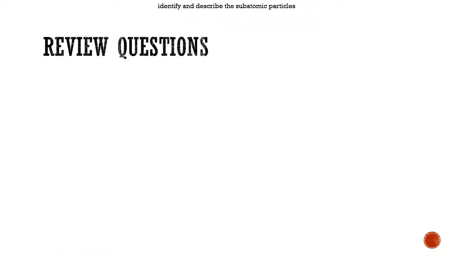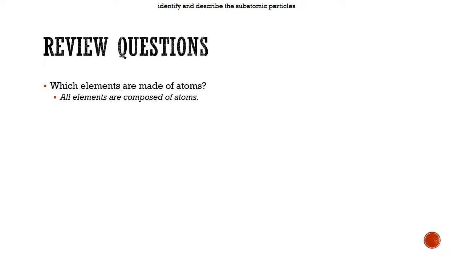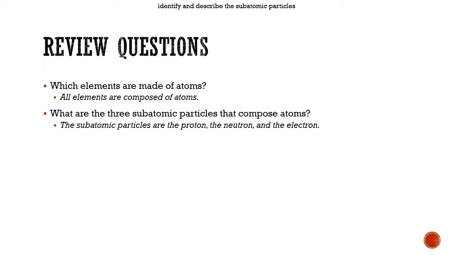Here are some review questions. As each question pops up, please pause the video and answer the question. Which elements are made of atoms? All elements are composed of atoms. What are the 3 subatomic particles that compose atoms? The subatomic particles are the proton, the neutron, and the electron.